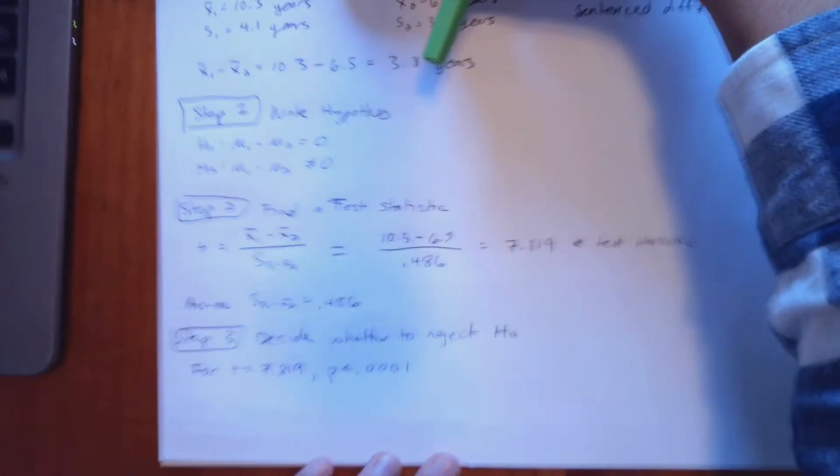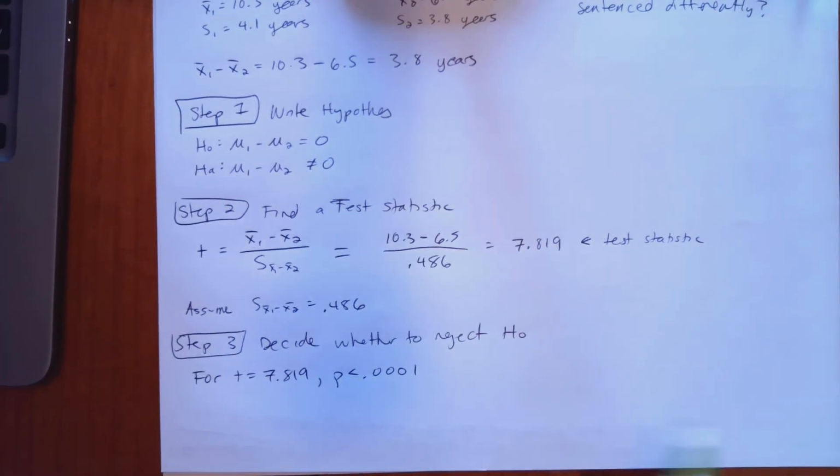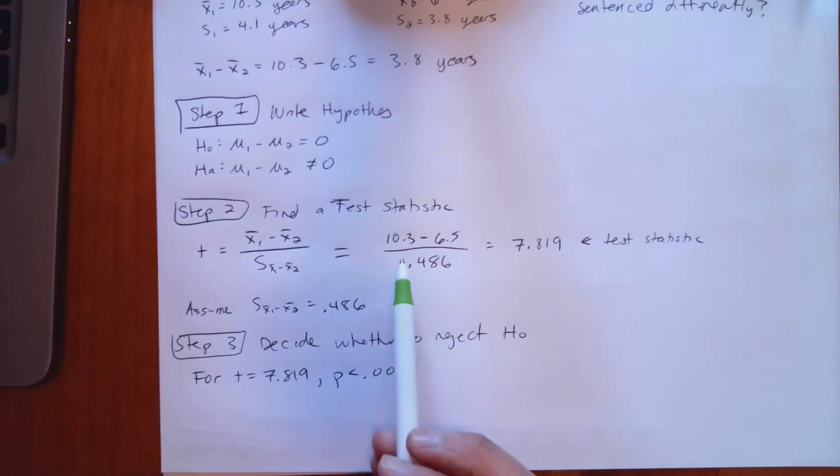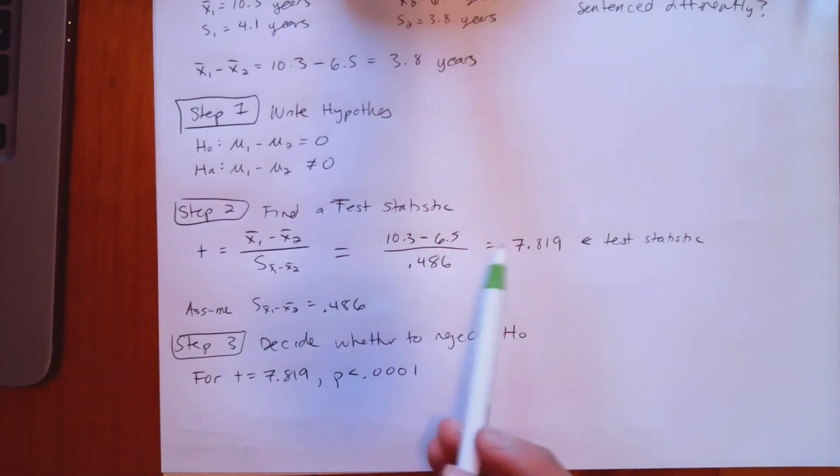So remember, a p-value can be either a specific number, or if it's small enough, we're just going to say it's less than some really small number. So what this tells us is that there is less than a 0.01% chance that we would see sample means as different as 10.3 and 6.5 in these two counties if, in fact, people were receiving the same sentences for a drug offense in these two counties.